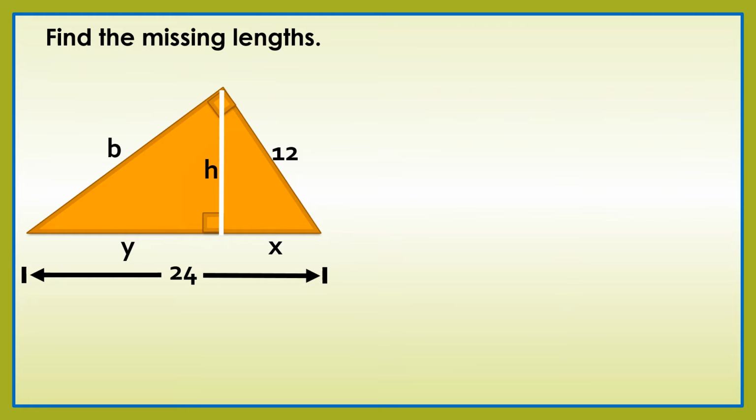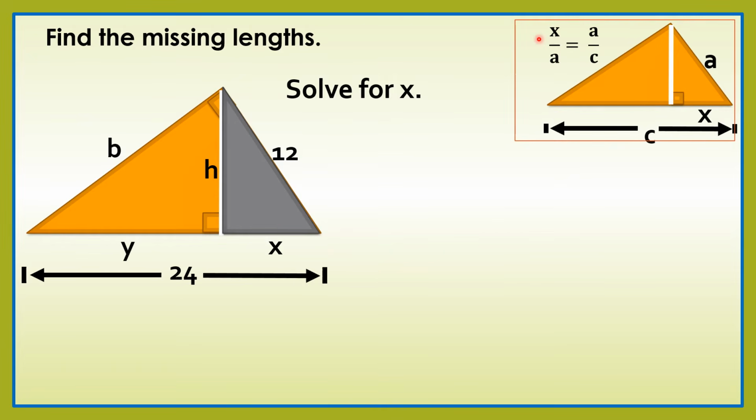Let us apply now the rules. First one is find the missing lengths. So, ang kukunin natin dito yung length ng x, y, b at saka yung h. Unahin muna natin yung x. So, solve for x. So, this is the triangle. So, gagamit tayo dito ng leg rule. Ang leg rule natin, ang ratios are x over a is equal to a over c.